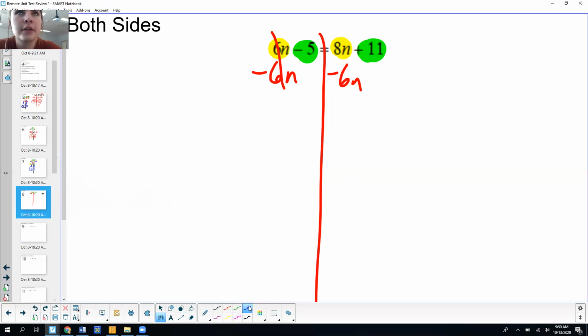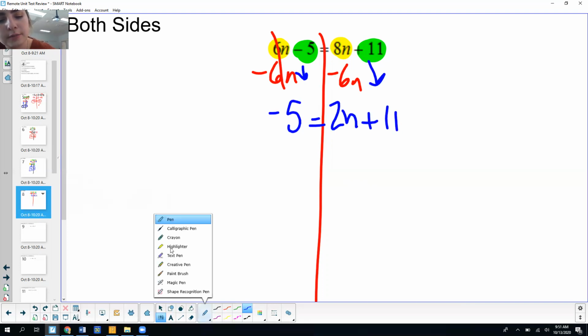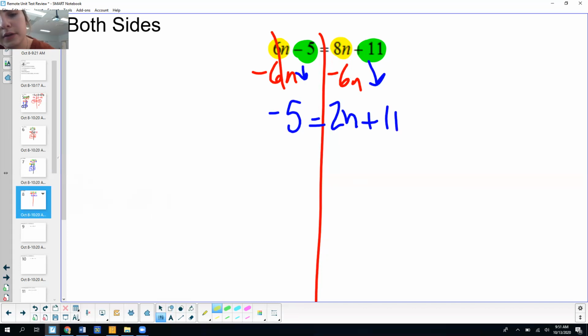And remember, guys, I'm moving the smaller variable term over so that I don't have a negative variable value. That's the only reason that I'm doing that. So negative 5 is going to be brought down. 8n minus 6n gives me 2n. I'm going to bring down plus 11. Now I've just got a two-step equation to solve. Oops, that's not the right color. I've got my variable terms in yellow. I've got my constants in green.